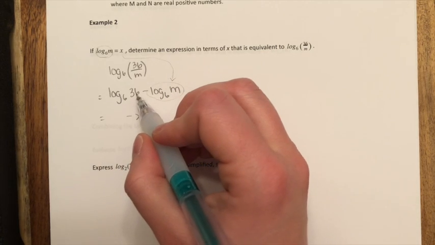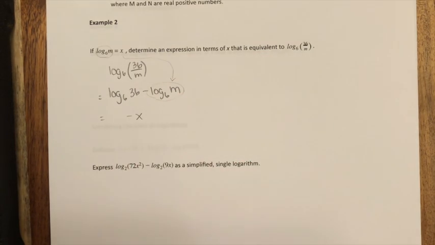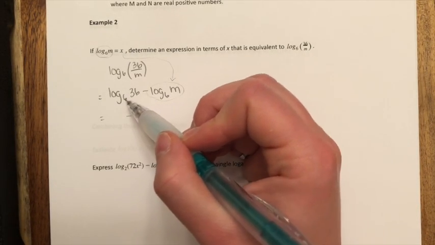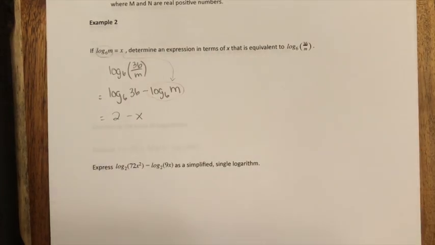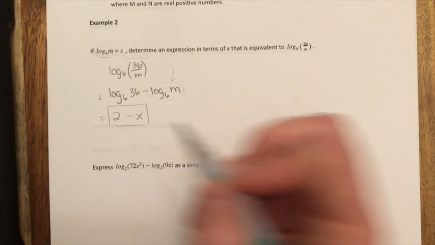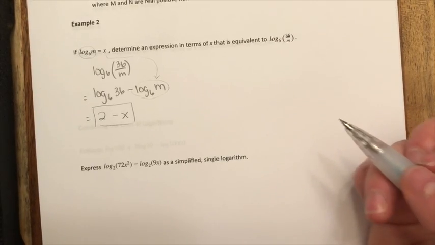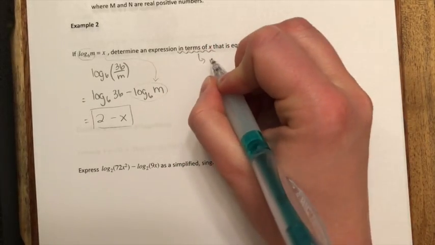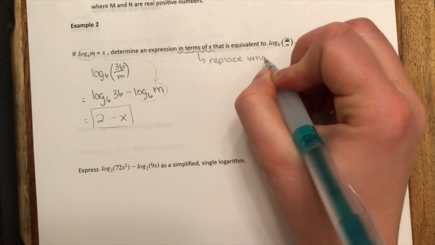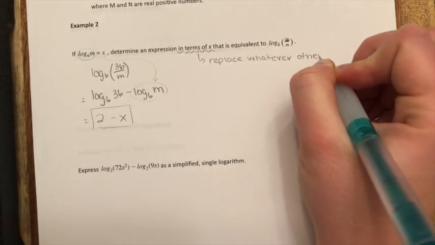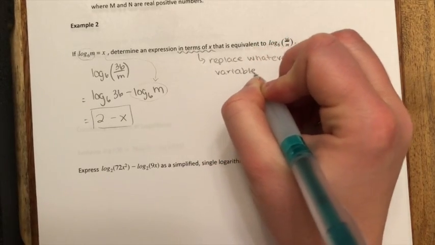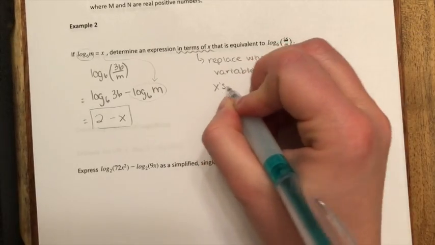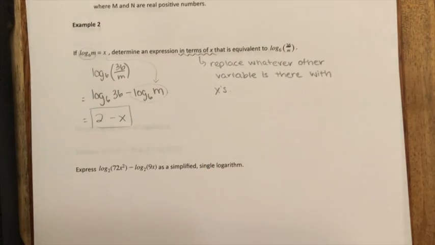We've got log base 6 of 36. Again, we're asking what exponent do we need to raise 6 to to get 36? We know that 6 squared gives me 36. So this whole expression is going to simplify as 2 minus x. This is a really common thing to see: in terms of x means you want to replace whatever other variable is there with x's. And it'll usually tell you what you can replace it with.